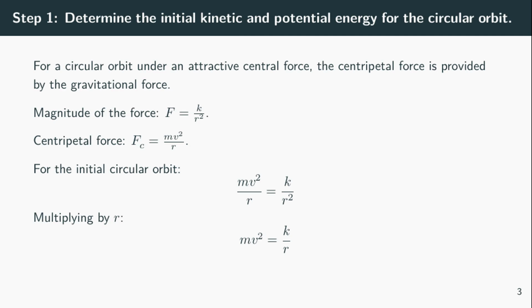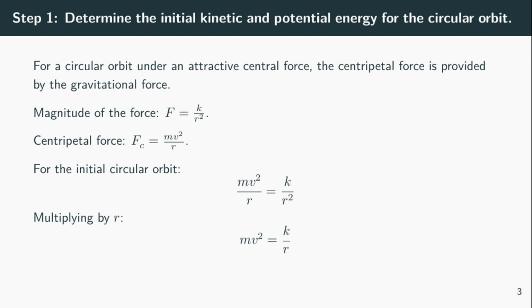Step 1 is to figure out the particle's initial kinetic and potential energy while it's in that comfortable circular orbit. For a circular orbit under an attractive center force like this, the force pulling the particle towards the center is what provides the necessary centripetal force to keep it in a circle. The magnitude of the force is F equals k over r squared. The required centripetal force is F sub c equals mv squared over r, where m is the particle's mass and v is its speed. For that initial circular orbit, these two must be equal.